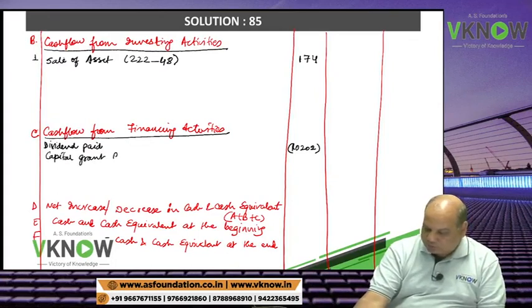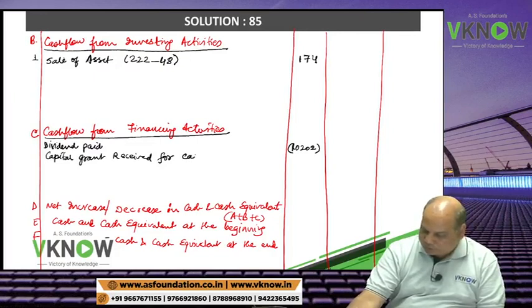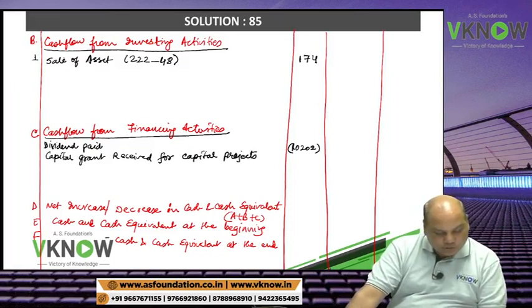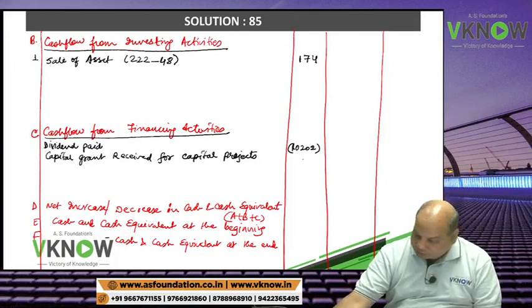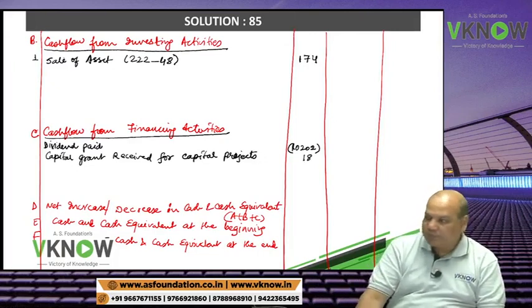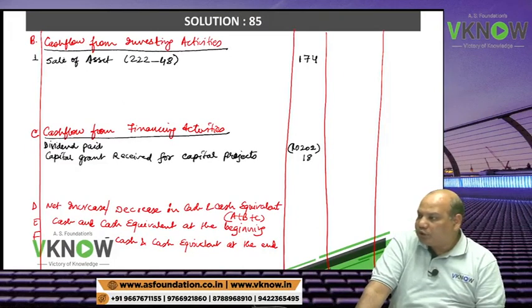Capital grant received for capital projects. Now here I am going to write the actual cash flow, which is given in point number 14. Go to point number 14 below in your question. You will find an amount 18 is written here. In point number 14, actual grant received is 18. So I will write 18.